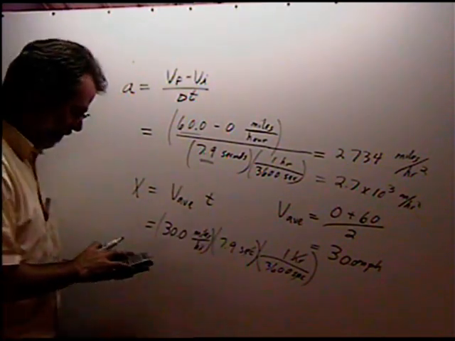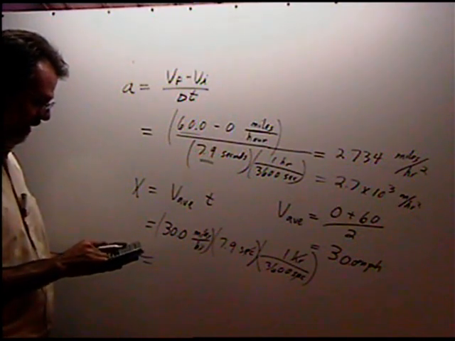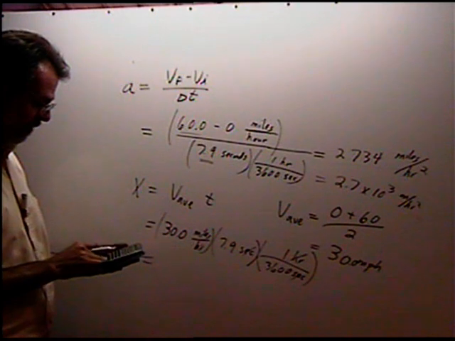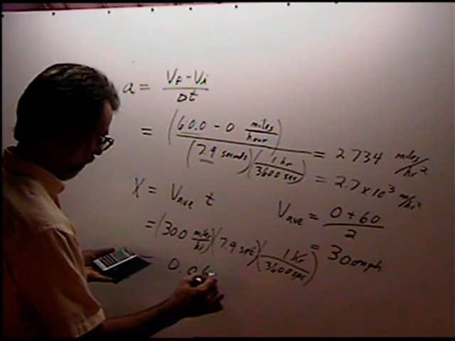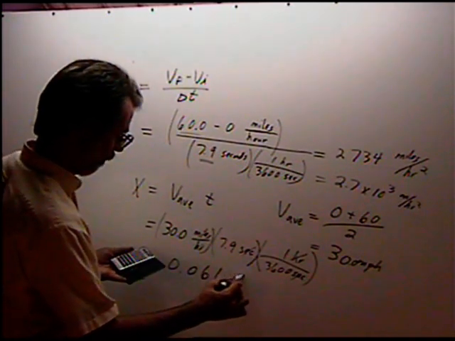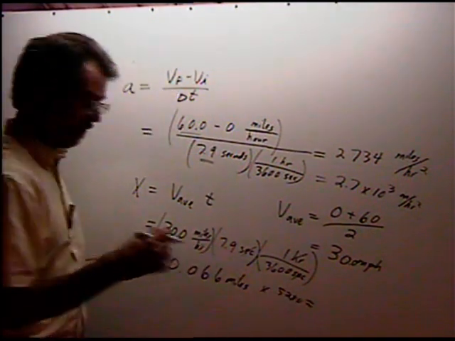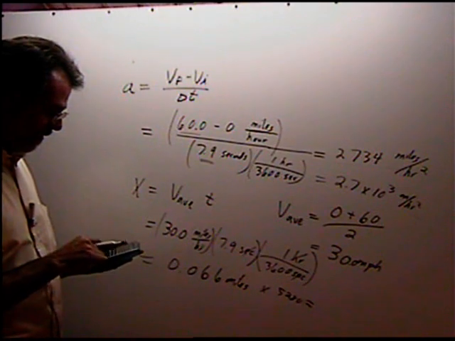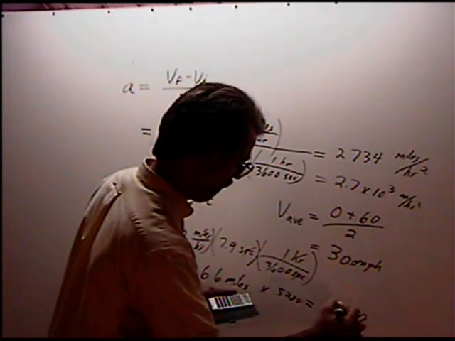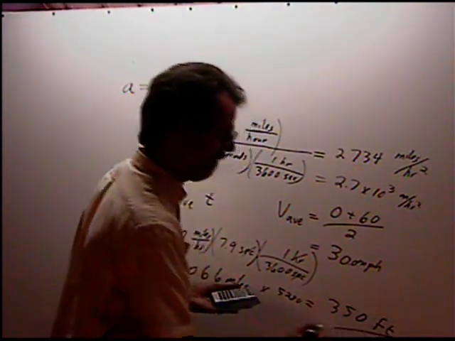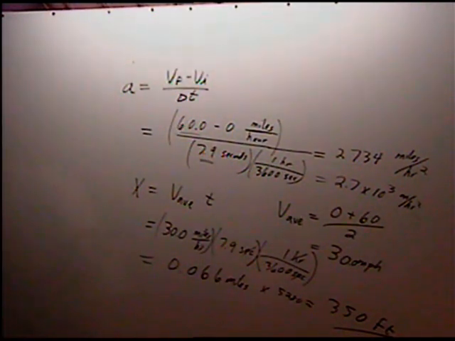30 times 7.9 divided by 3,600, or 0.066 miles. And if I multiply that by 5,280 to convert miles into feet, I would get 350, and I round off to two significant figures, 350 feet. So that's how far you would actually travel.